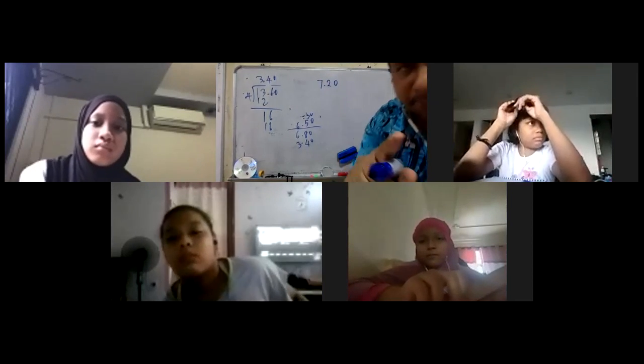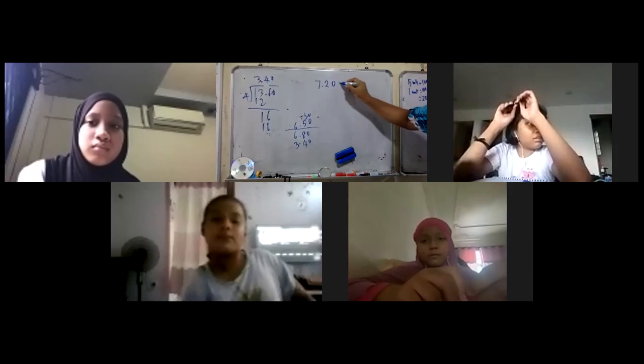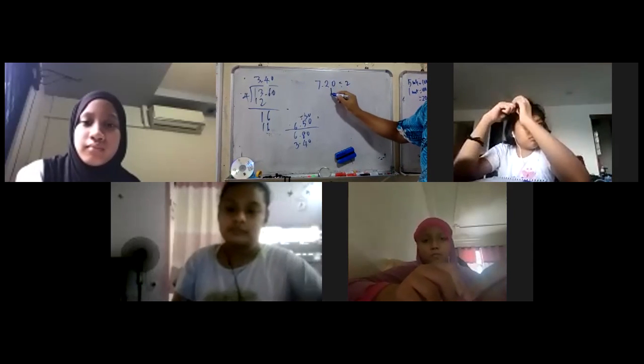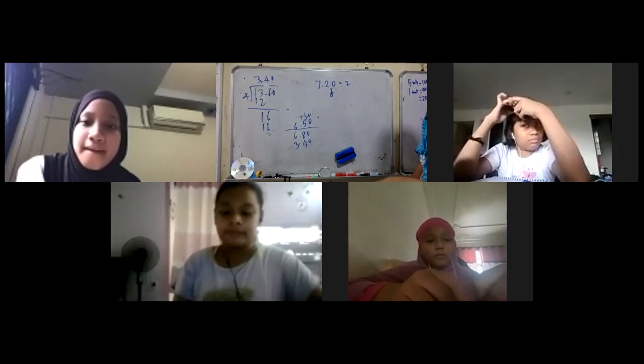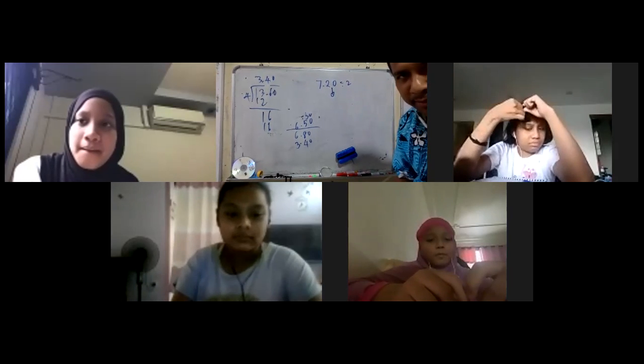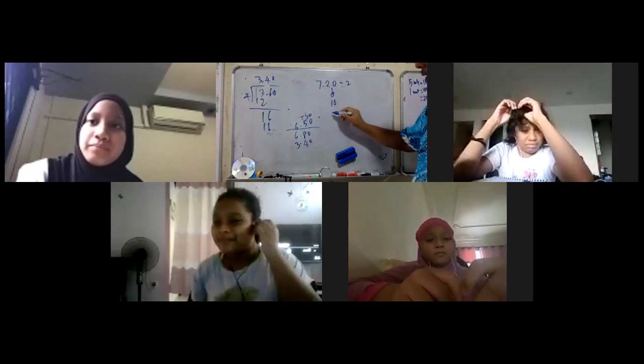$7.20. Divide by 4, but mentally. You divide by 2 first. Divide by 2 first. What do you get? 20 cents divided by 2. What do you get? Hello? 20 cents divided by 2. 10 cents. Good. 10 cents.